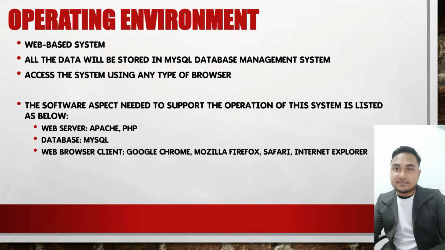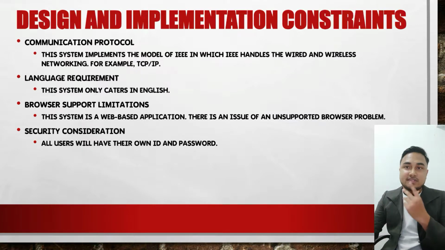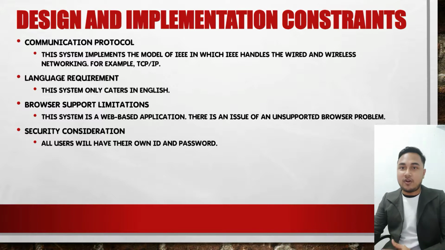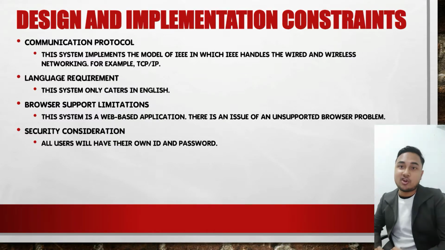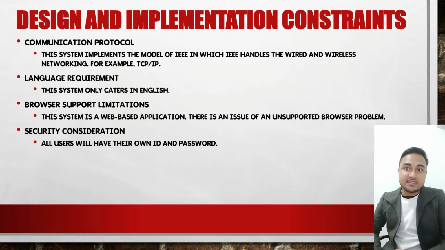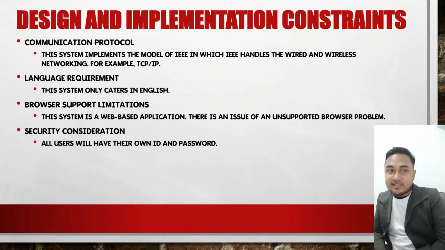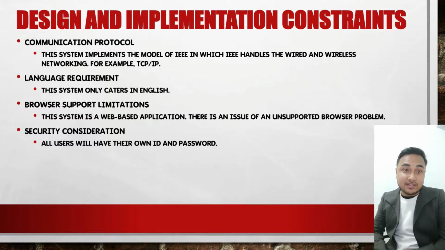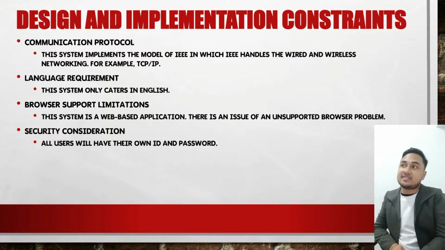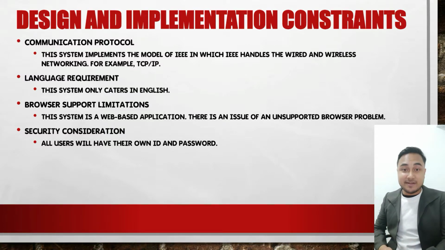So for the design and implementation constraints, we have 4 in the list. The first is the communication protocol, where this system implements the IEEE model, in which IEEE handles wired and wireless networks, for example TCP/IP, because we will connect to the internet. The second one is the language requirement, because the system only caters in English as the lingua franca in this era.